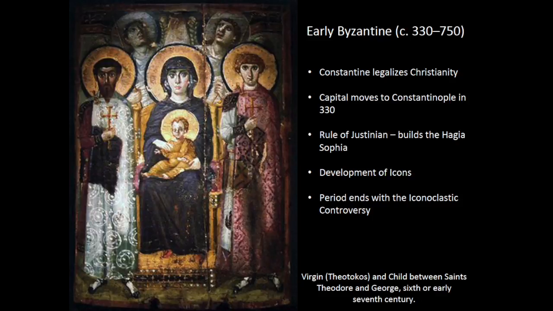During the early Byzantine period, Constantine legalizes Christianity. The capital moves to Constantinople in 330. The rule of Justinian builds the Hagia Sophia. There's the development of icons. And the period ends with the Iconoclastic Controversy. Christianity flourished and gradually supplanted the Greco-Roman gods that had once defined Roman culture and religion. This religious shift dramatically affected the art that was created across the empire.